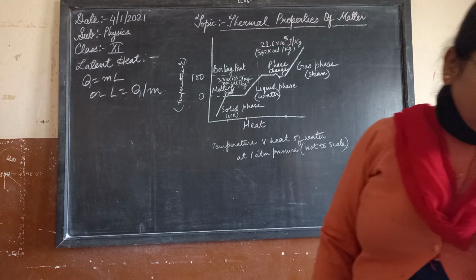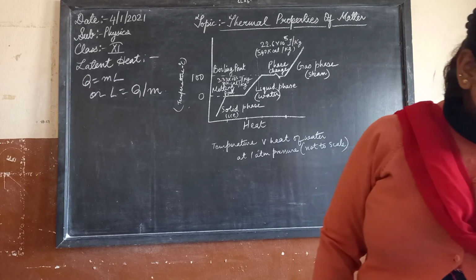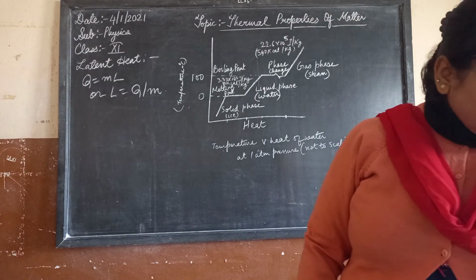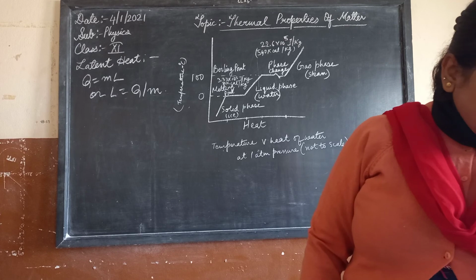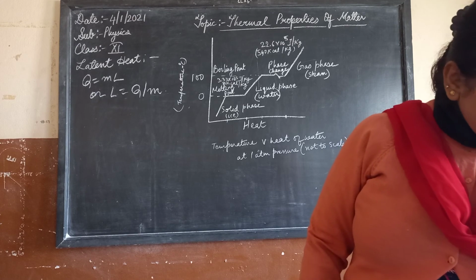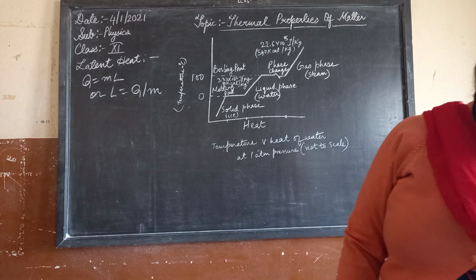We have already discussed this, and some topics on ethanol and melting points have already been given in your book. Next we will learn about heat transfer, which is the next topic we are going to start in this chapter.